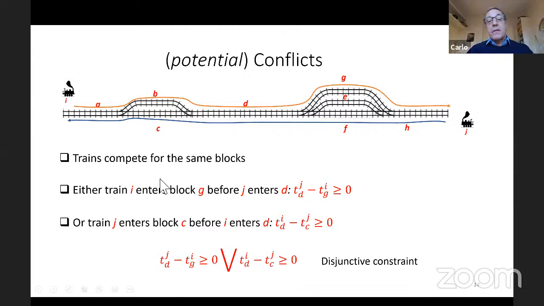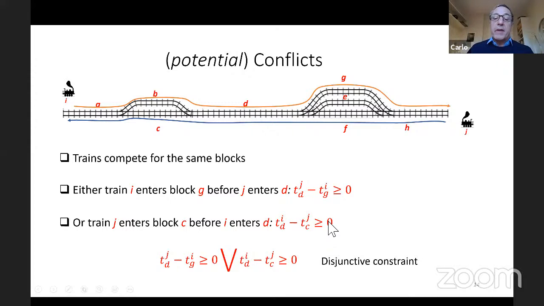So in the first case, we must have that train I will enter the next block in its route, G, before J enters block D. And this is expressed by a time presence constraint of this form. Similarly, if J wins the conflict, then it will enter the next block on its route, block C, before train I enters block D. And this is again expressed as a simple time presence constraint.